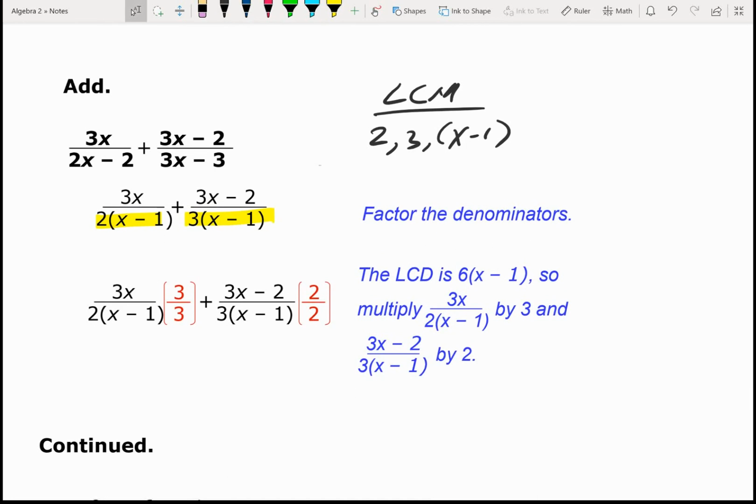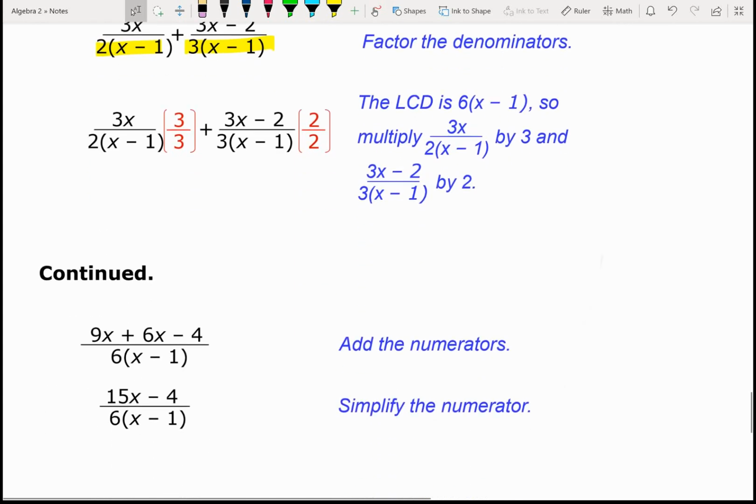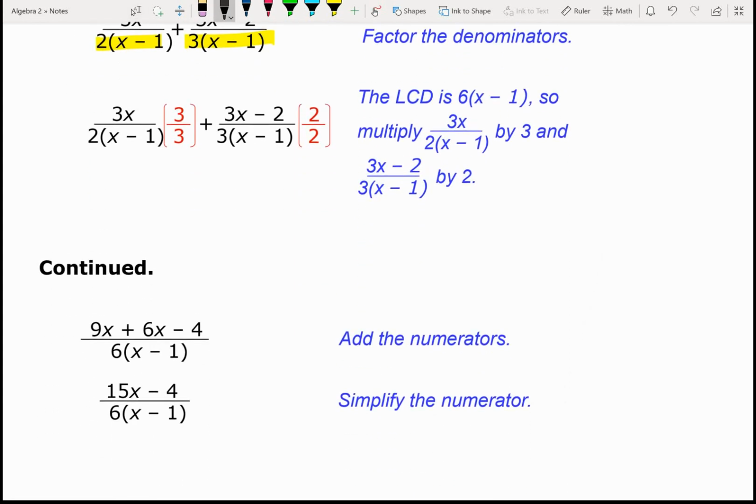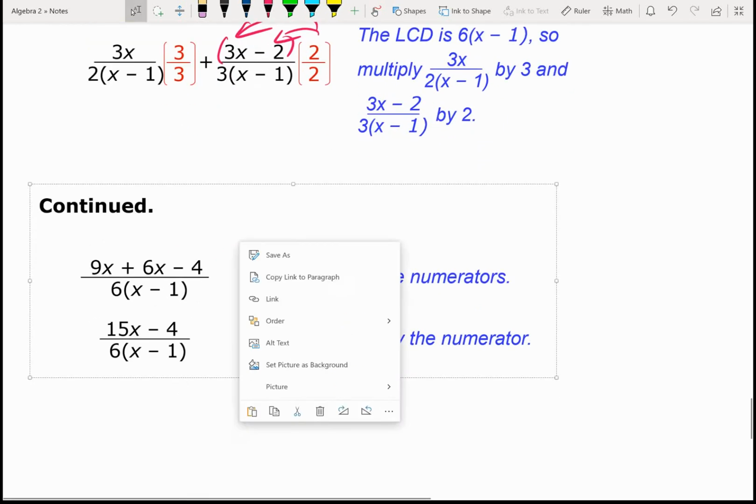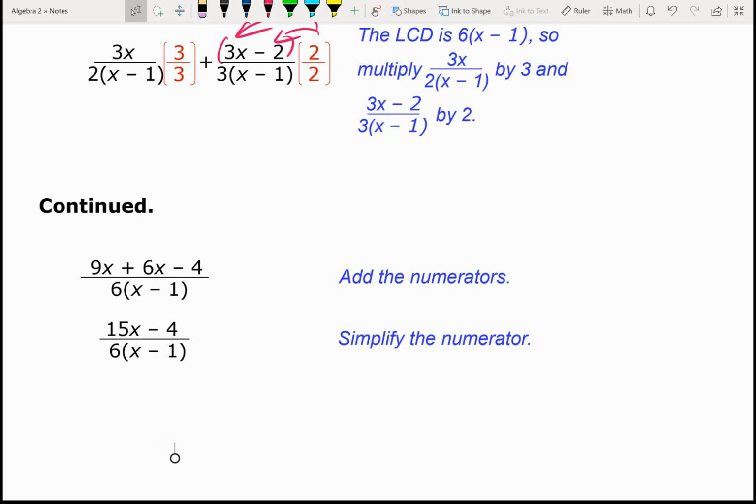So I need to multiply the first fraction by the factor that I'm missing, the 3. And I need to multiply the second fraction by the factor that I'm missing, the 2. So 3 times 3x is 9x. And then when I distribute the 2, 3x times 2 is 6x, and negative 2 times 2 is negative 4. And I can combine my like terms. I get 15x minus 4 over 6 times x minus 1. And nothing I could reduce there.